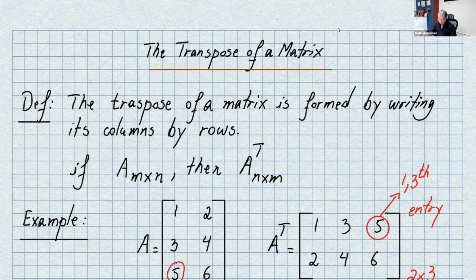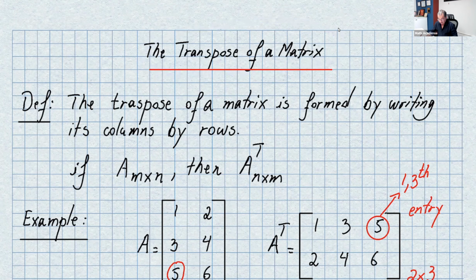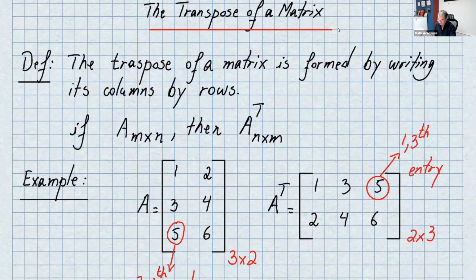In this video I want to go over the transpose of a matrix. By definition, the transpose of a matrix is formed by writing its columns by rows. That means interchanging columns and rows. When you do that, if A is an m by n matrix, then of course the transpose, that's how you write it, is going to be an n by m matrix.